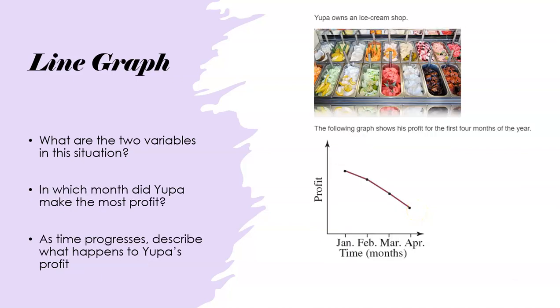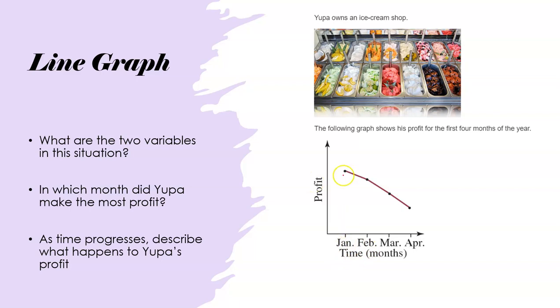Our next graph is a line graph. This particular line graph tells us about an ice cream shop owned by Yupa. It shows his profit for the first 4 months of the year. So our 2 variables here are profit and time. We're asked in which month did Yupa make the most profit?